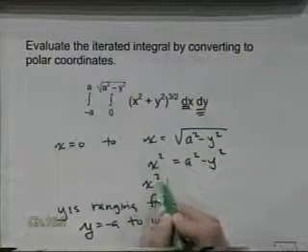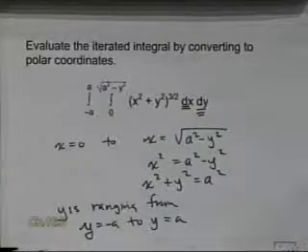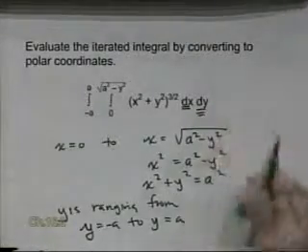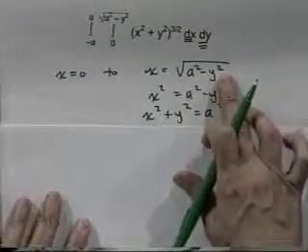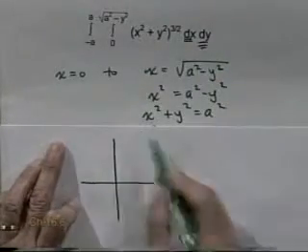Add an x squared, a y squared on both sides. And heavens, what is that? That's a circle of radius a, except the original equation only has x equal to the positive square root. So we're not getting the whole circle, are we? We're only getting the positive x.